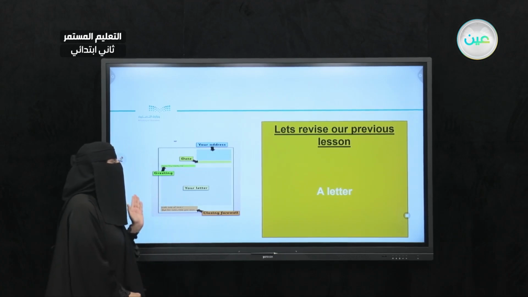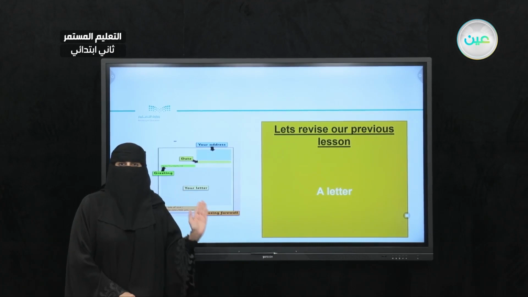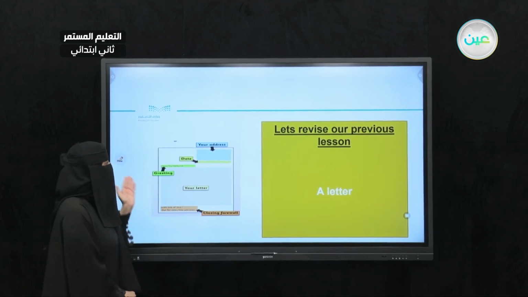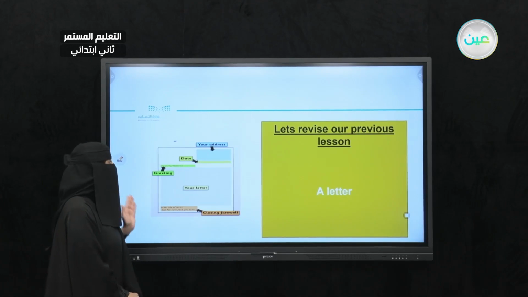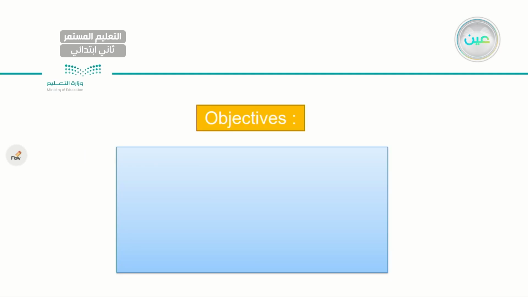In the previous session, my dear student, we learned how to write an informal letter to a friend. How to write a letter by having my address, the date, greeting, the body of the letter, and don't forget to sign it with your name. This is how to write a letter.